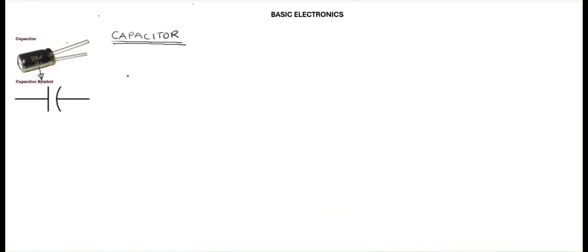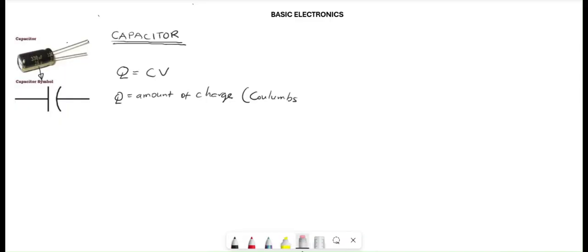So yes, just as I was saying, we have this equation Q is equal to CV, where Q is the amount of charges stored. The unit is in coulombs, I beg your pardon, the spelling is with an O, not a U. The symbol is capital C. Then C is the capacitance, and V is the voltage.